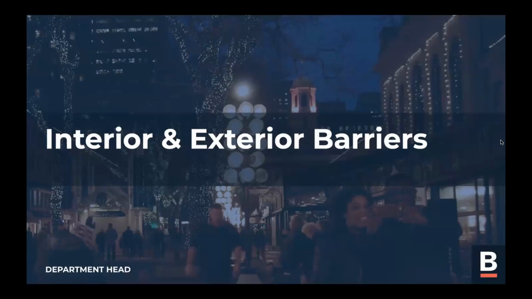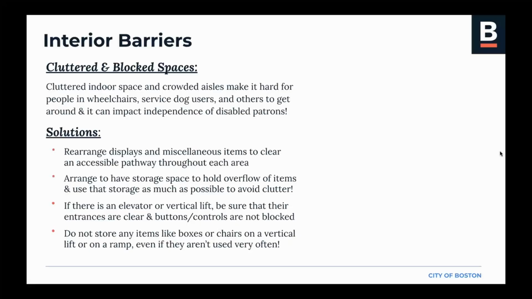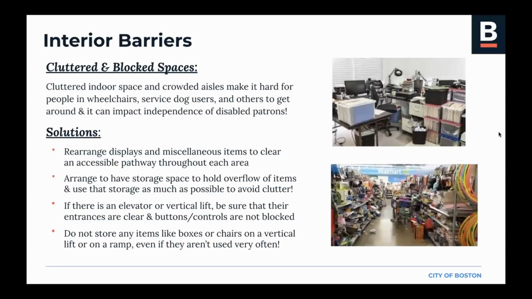Okay, so we're moving on now to interior and exterior barriers. Some interior barriers might include cluttered and blocked spaces. For example, cluttered indoor space and crowded aisles can make it difficult for people in wheelchairs, service dog users, and others to get around, and also can impact their independence. So solutions could be rearranging displays and miscellaneous items to clear an accessible pathway. Arrange to have storage space to hold overflow items and use that storage as much as possible to avoid clutter.